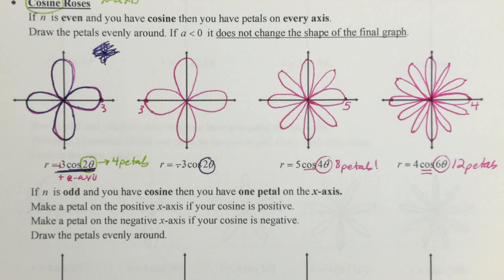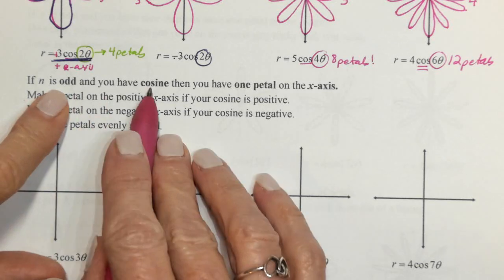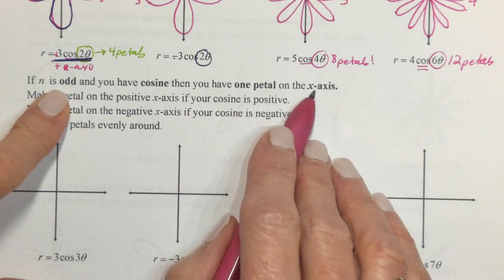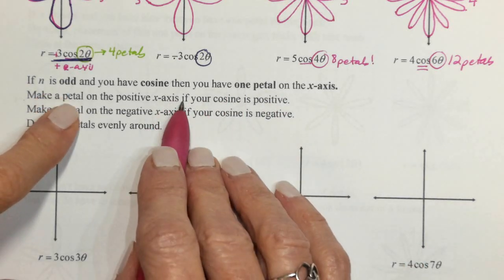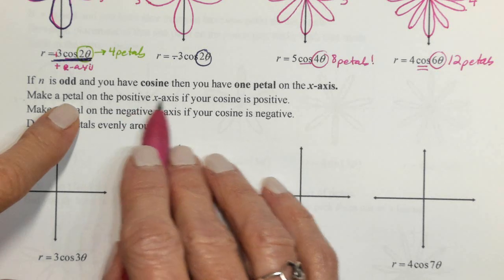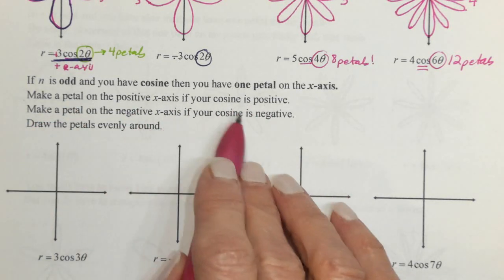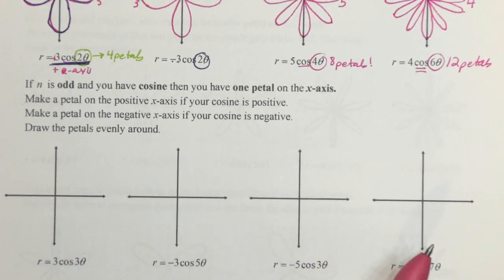Okay, enough of the calculator. Let's get back here. If n is odd, and you have a cosine, then you must have one petal on the x-axis. Show where that petal is going to be: positive x-axis if you have a positive cosine, negative x-axis if you have a negative cosine. And then draw your petals evenly around.